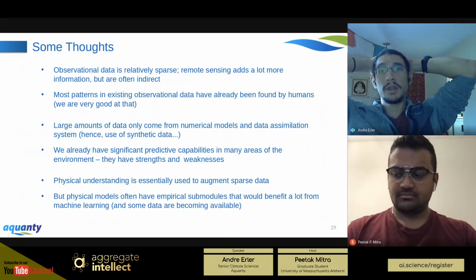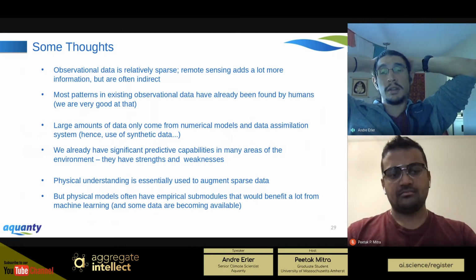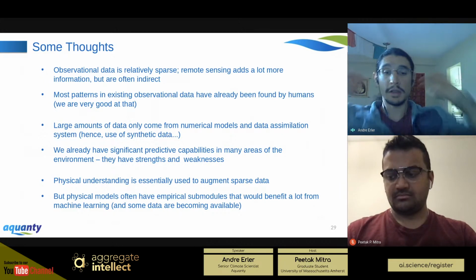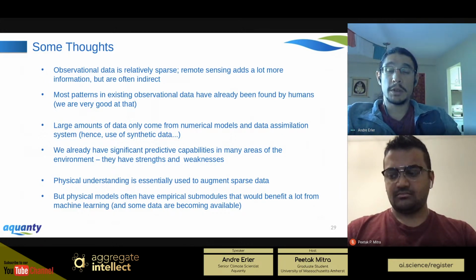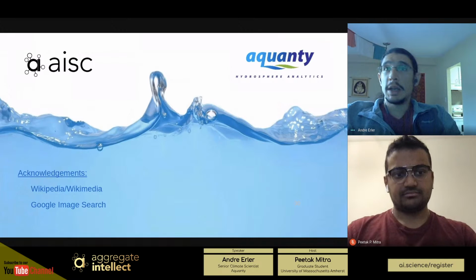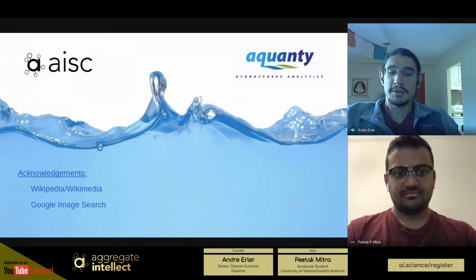But in situations where you do have a lot of data, you can use machine learning, especially in modeling. You can replace submodules in models with machine learning algorithms where our level of physical understanding is low. So that's my brief overview of different problems and opportunities in environmental prediction and modeling. I've lifted a lot of graphics from Wikipedia and Google Image just to have something to show.